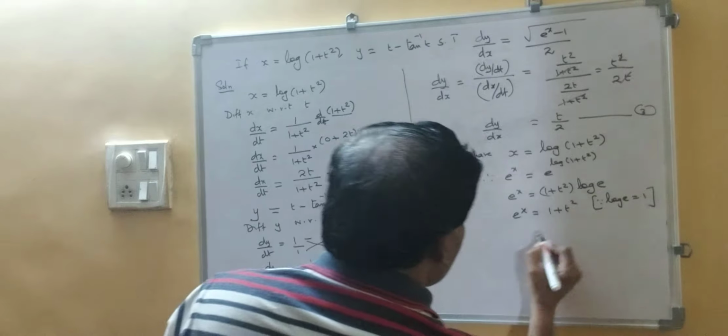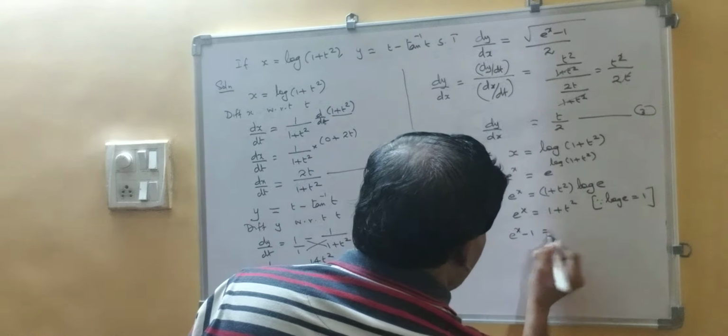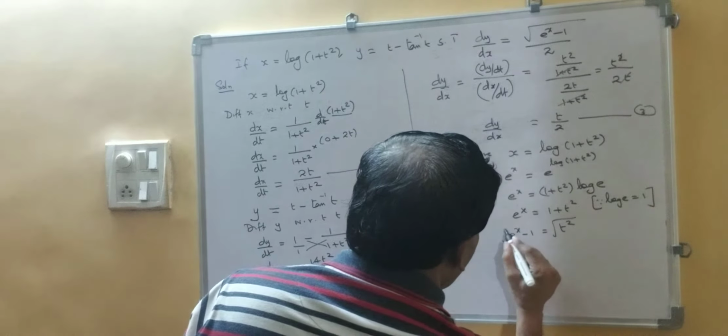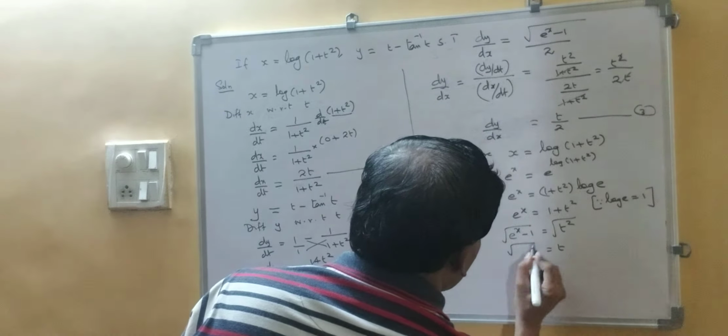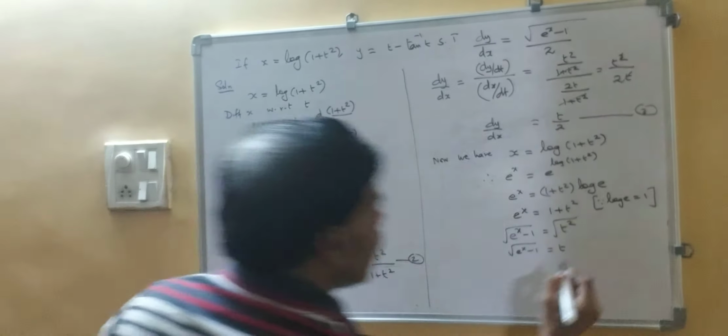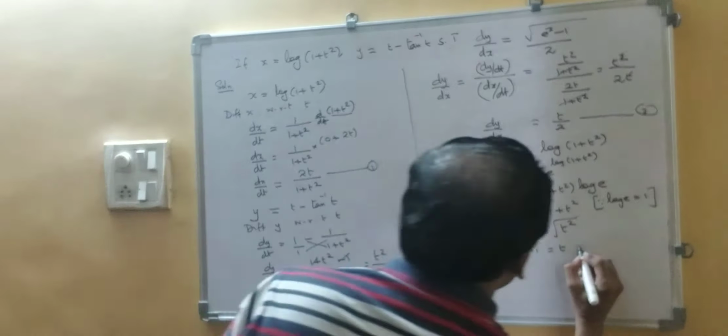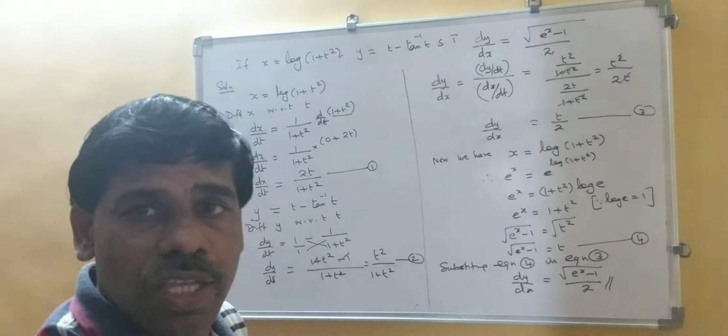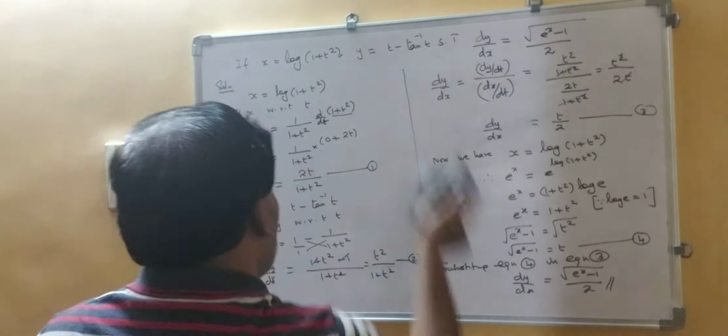So what is t square? e raised to x minus 1 equal to t square. So taking square root, t equal to square root of e to the x minus 1. This is equation 4. Substituting equation 4 in equation 3, what will we get? dy by dx equal to, what is t? Square root of e to the power x minus 1 upon 2. So this is a very, very interesting sum. Okay, now the next one we'll do.